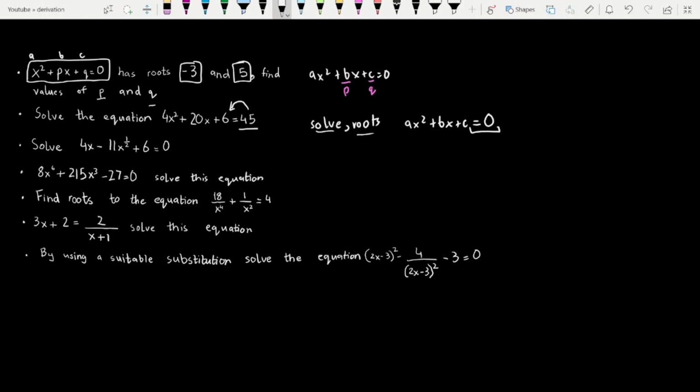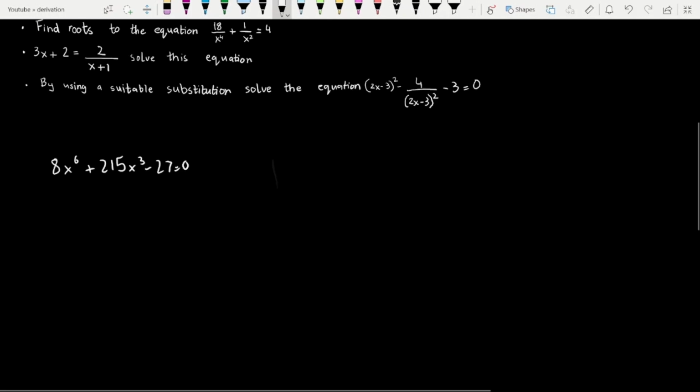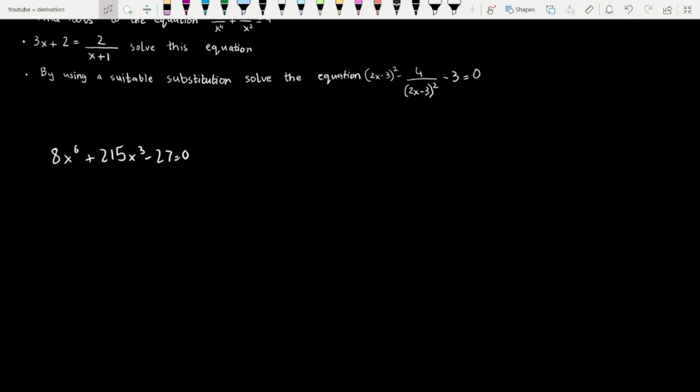Okay, so we got the next part, and it says 8x to the power 6 plus 215x to the power 3 minus 27 is equal to 0, and it says solve the equation. Now we can solve this equation because it's not a quadratic, but we know that we can turn this into a quadratic because if you realize it's in the form ax to the power 2n plus bx to the power n plus c is equal to 0. And I don't know if you can see it or not, but 6 is actually 2 times 3. So if this is n, then this is 2n. And so we can turn this into a quadratic.